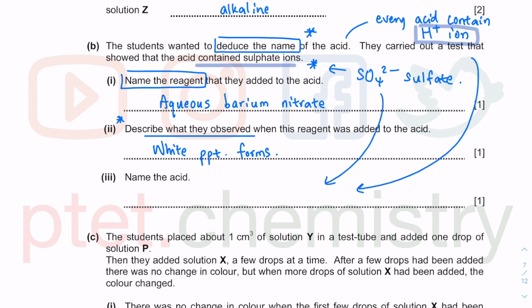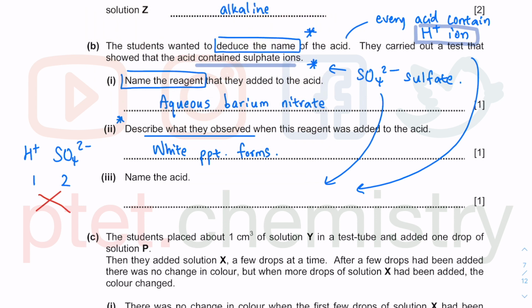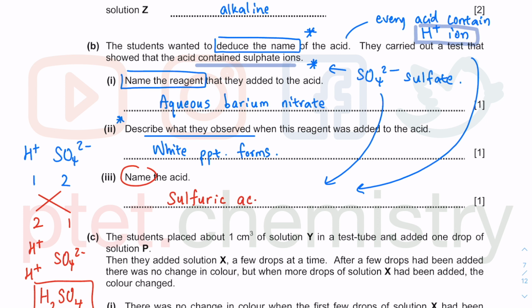Now we know that every single acid contains H+ and this acid contains sulfate. So what is this acid that has both H+ and SO4 2-? Well, we know about formula and stuff. Of course, we can crisscross the valency and we will get 2 of the H+ and 1 of the SO4 2-. They want the name, not the formula. What I'm doing here is the formula. 2 of the hydrogen ion, 1 of the sulfate ion. H2SO4 is what you call sulfuric acid. Sulfuric acid will form salt.